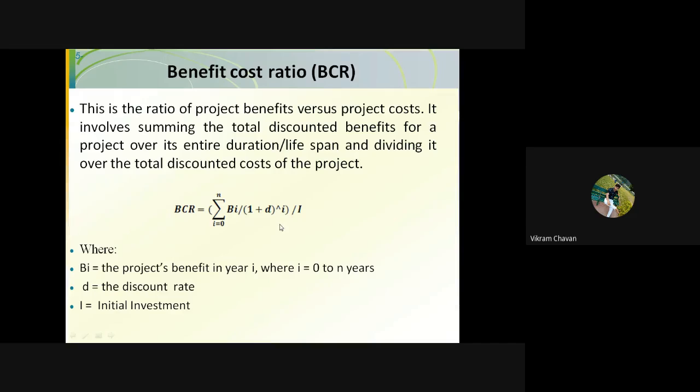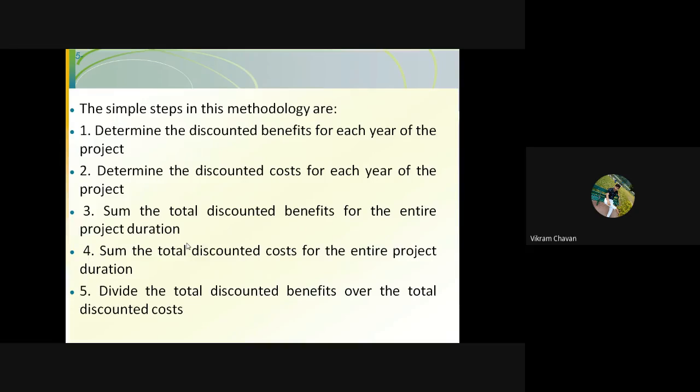Getting it? So how does one calculate this benefit cost ratio? Here I have mentioned the steps in the methodology for the calculation. First of all, we have to determine the discounted benefits for each year of the project. Then determine the discounted cost for each year of the project.